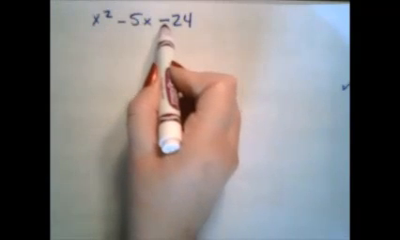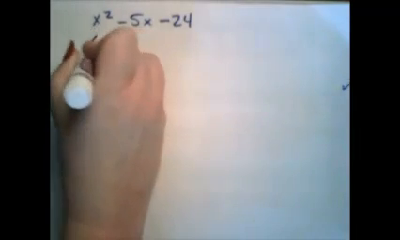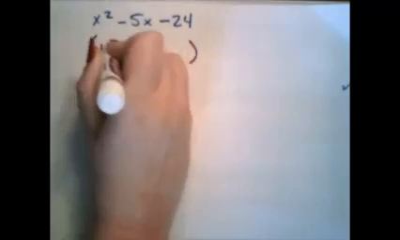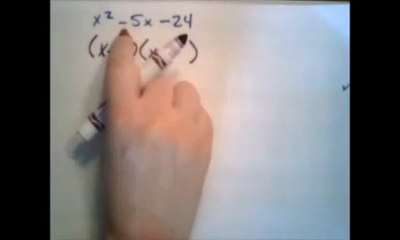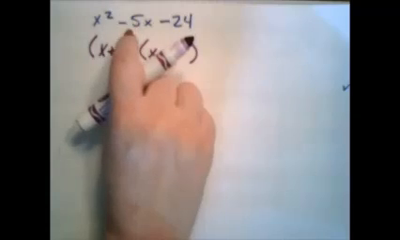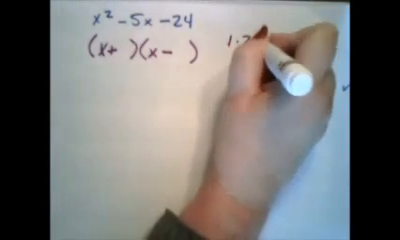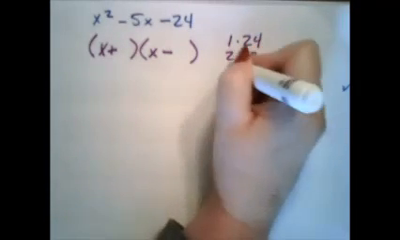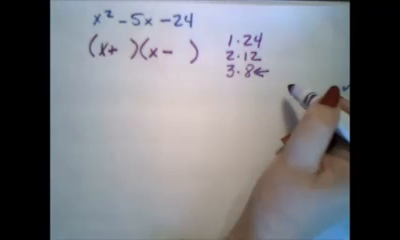Let's do another one of those. Here we have one where C is negative, but B is also negative. So again, we're going to have a plus and a minus, but this time the larger number is going to be negative because my answer is going to be negative. So for 24, 1 and 24, they have to subtract to make 5. 2 and 12, 3 and 8. This one subtracts to make 5.